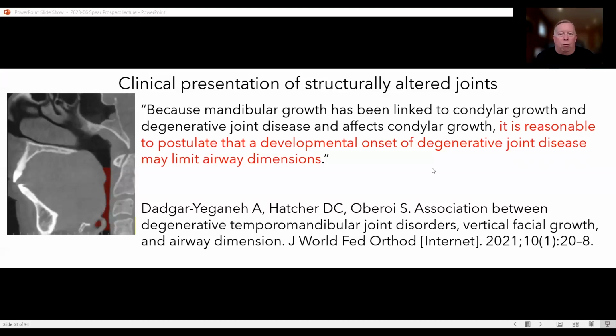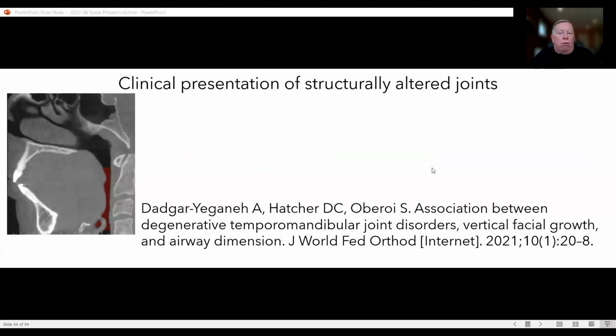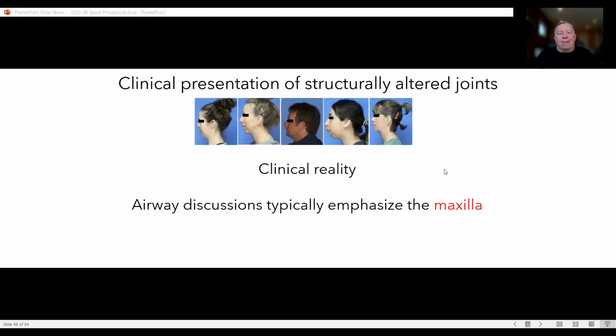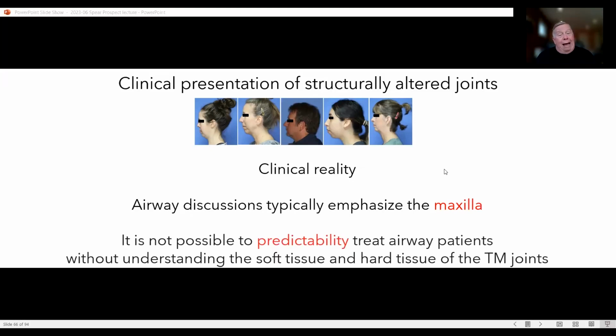We know mandibular growth is linked to condylar growth, and if we have structurally altered joints in kids, as we talked about earlier, they don't grow well. So ultimately, airways become narrower secondary to joint change. When you think about it, the airway world typically emphasizes the maxilla. I'm going to tell you today, I don't think you can treat airway patients without understanding the soft and hard tissue of the joints.